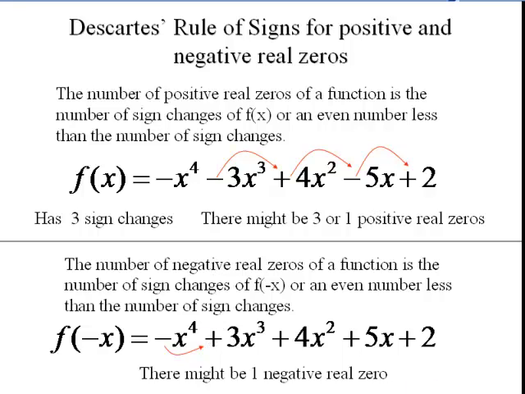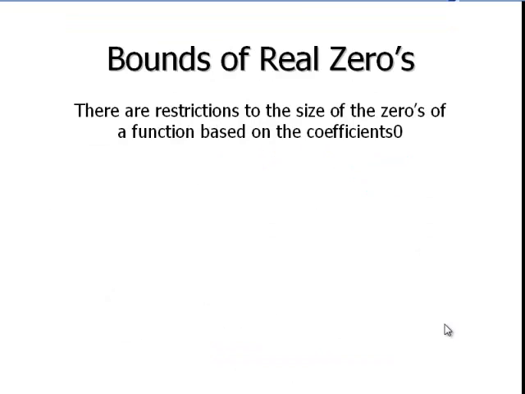Now we also have something called bounds of zeros. Zeros can't just be anywhere. They have to be within some boundary on a given polynomial. There are restrictions to how far away from 0, for instance, the x-intercepts are.